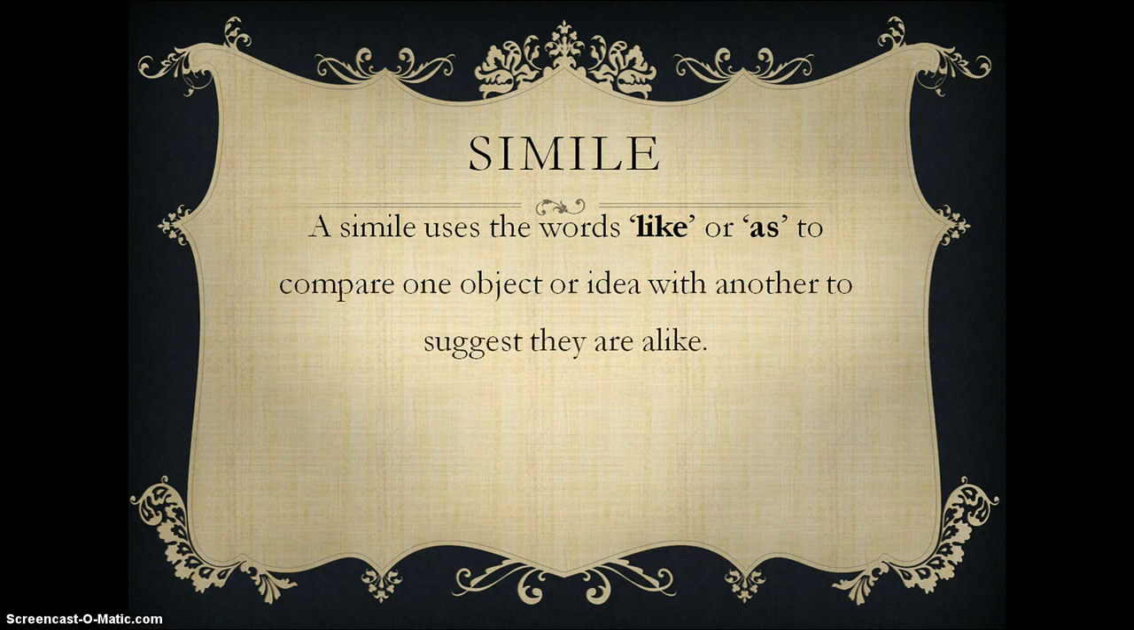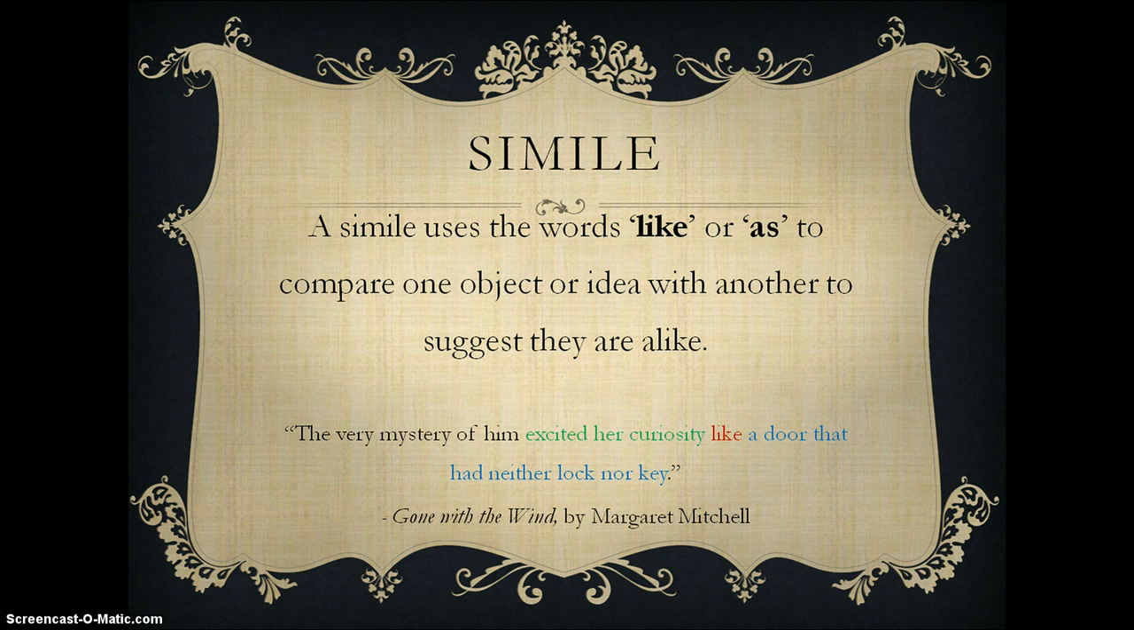So what is a simile? A simile is just a figure of speech that uses the words like or as to compare one object or an idea to another and suggest that they're alike. To show an example of a simile, I have a quote from Gone with the Wind by Margaret Mitchell. The very mystery of him excited her curiosity, like a door that had neither lock nor key. In this sentence, we're able to spot the simile because of the word like.